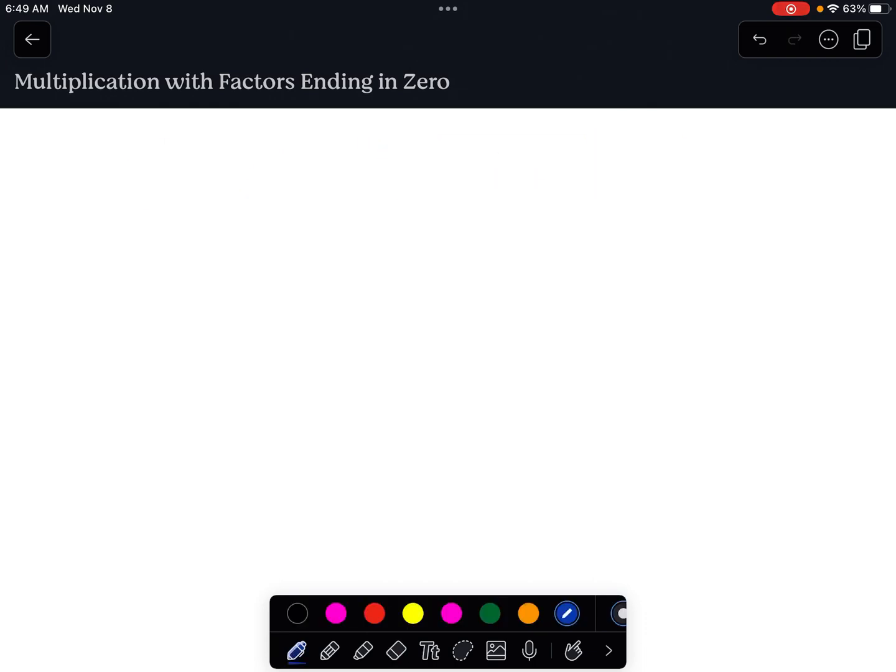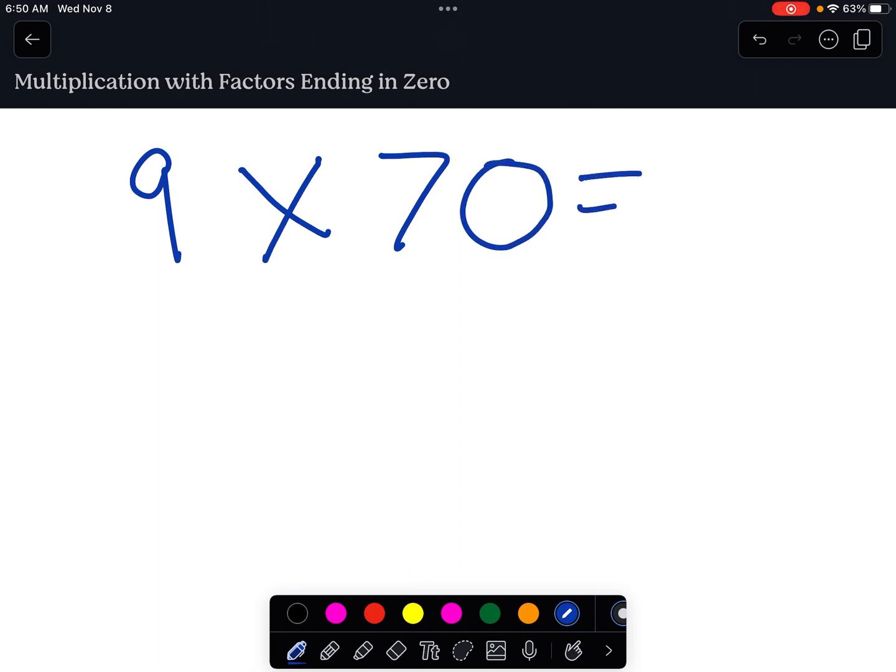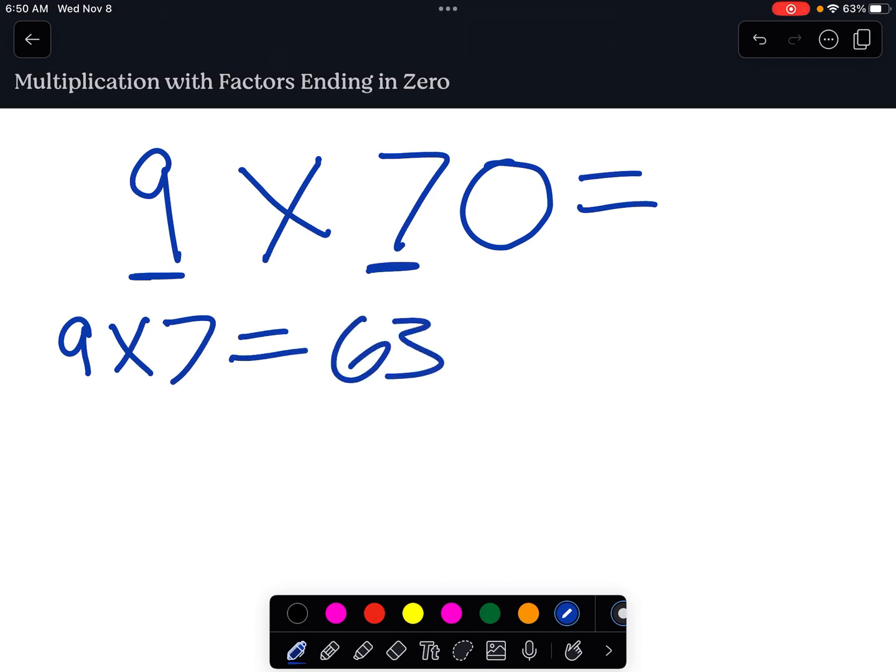What you're going to do is, let's do 9 times 70. You're just going to look at the numbers that aren't 0. Here we've got 9 and 7. We know that 9 times 7 equals 63. Then we're going to look at how many zeros there are. There's 1 zero, so we add 1 zero. And the answer is 630.